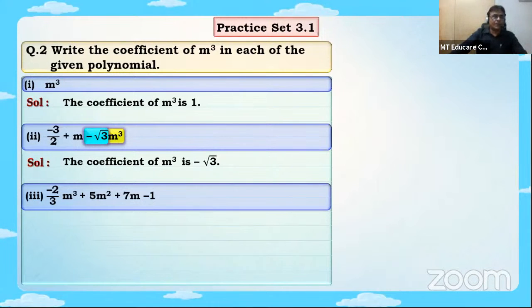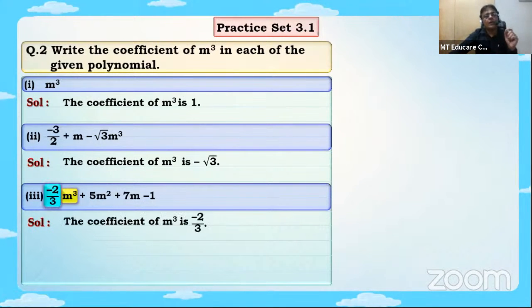Chalo, find out first. I have 4 terms. We are supposed to find out the coefficient with sign. So I'll write the coefficient of the m cube term. Where is m cube term? The first term. Very good. What is the coefficient of m cube term? Very good. It is minus 2 upon 3. One more mark in pocket. So second category of the question, students, they will ask, find out the coefficient of m cube term.